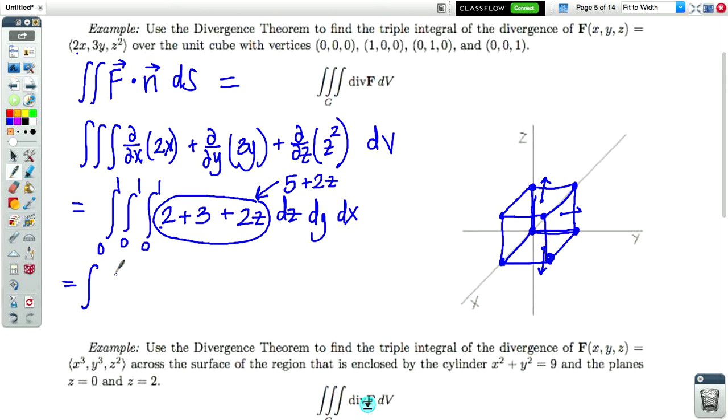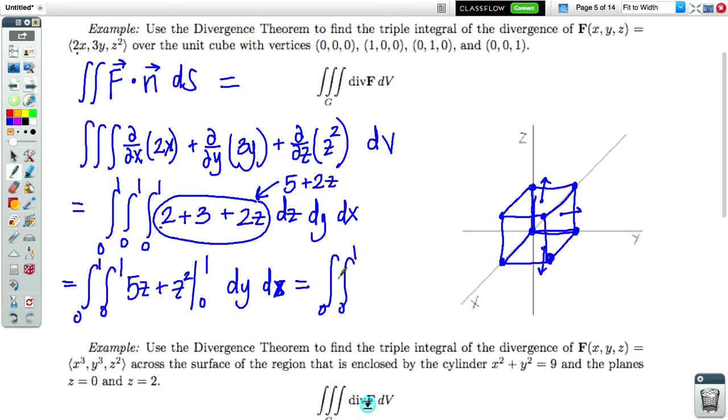So my first integral with respect to z, the 5 is going to integrate to 5z, and the 2z is going to integrate to z squared, and I'm going to evaluate this from 0 to 1. And then I'll go back and integrate with respect to y, and with respect to x. Now 0 kills the whole thing off, so it's really just plugging in 1, and this is going to be 5 plus 1, so just 6, and this becomes a double integral from 0 to 1 on both of just 6.